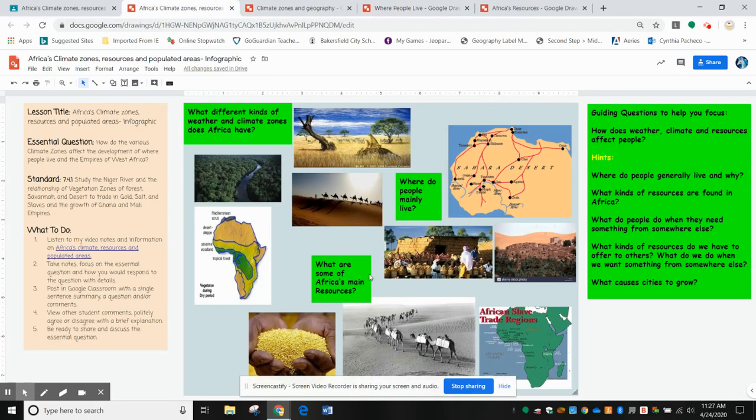Now we're going to go into the third section. What are the main resources? What is available in Africa that allows people to survive?